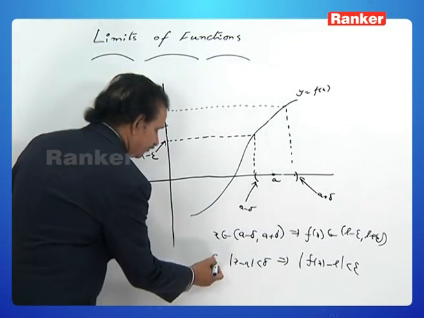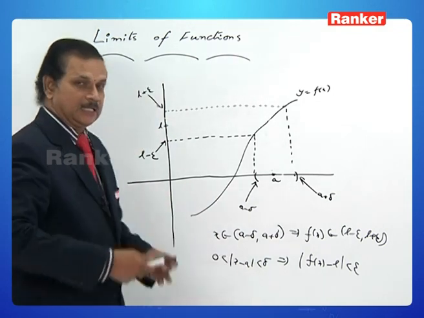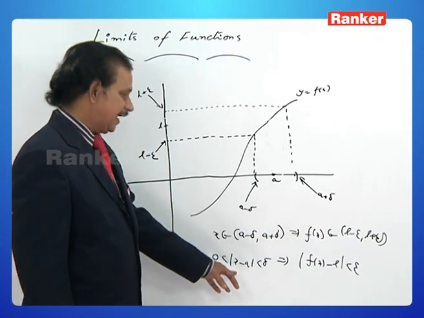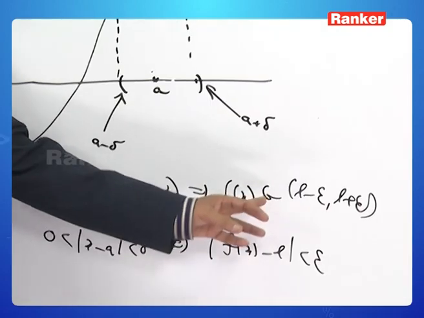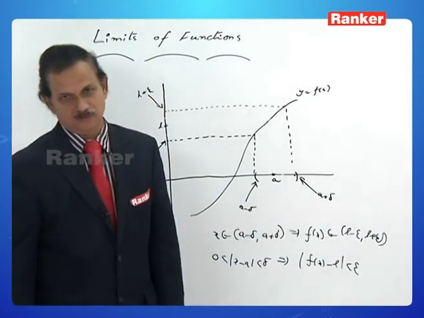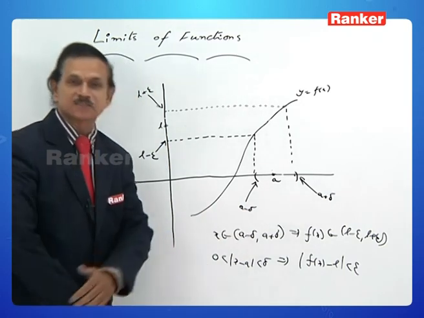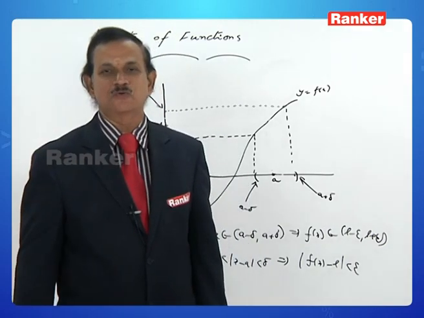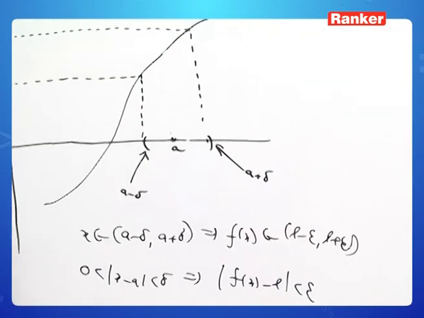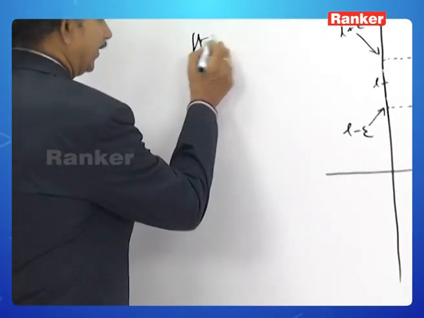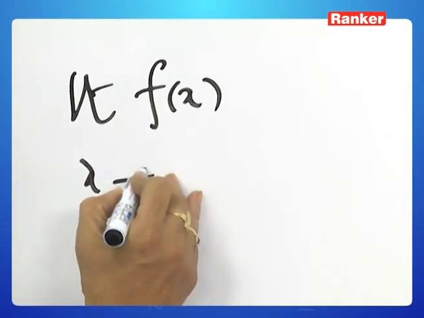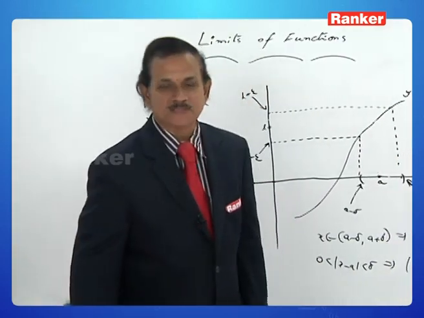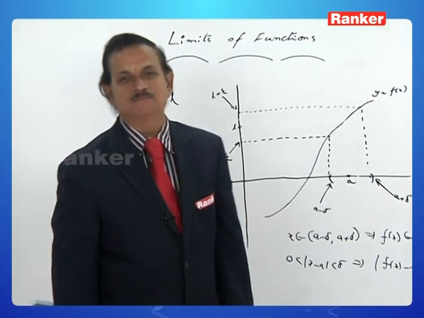Right? If we say 0 less than mod x minus a less than delta, for every x in the deleted neighborhood of a, f of x is in the neighborhood L minus epsilon to L plus epsilon. If such a thing happens, then we say that f of x tends to L, or the limit of f of x as x tends to a is equal to L.